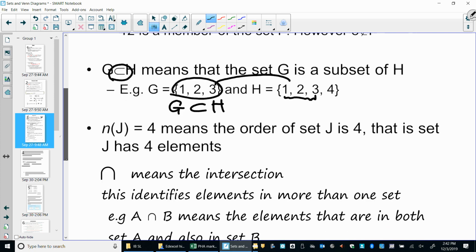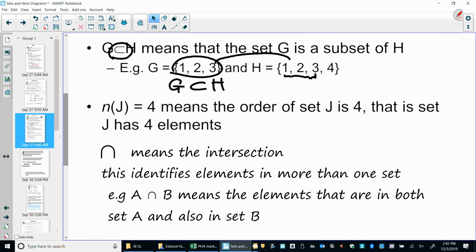Now this comes up a lot, and lots of people forget it. When you see the letter N in front of a bracket, that's essentially asking how many elements are in that set. So this would mean that set J, whatever set J is, has 4 elements in it, because the N is saying how many elements are in that set, and that's equal to 4.